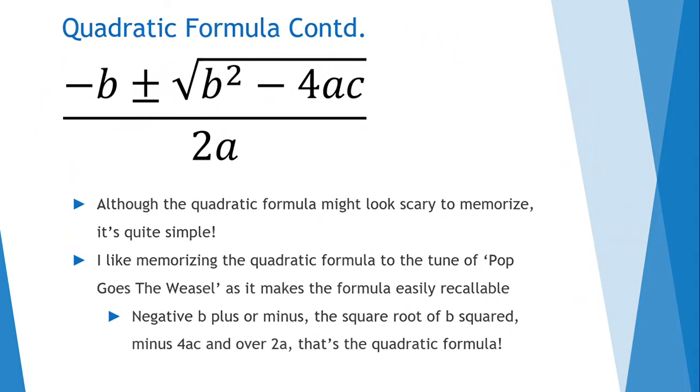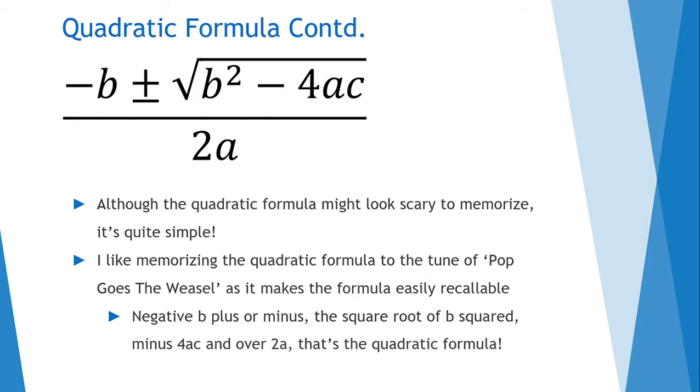So here's the quadratic formula. Negative b plus or minus the square root of b squared minus 4ac, all over 2a. Although it looks scary to memorize, I promise it's quite simple. There are a bunch of ways to memorize this, but the best way I find is a musical device. I like memorizing it to the tune of Pop Goes the Weasel, because I think that's what it connects best with.